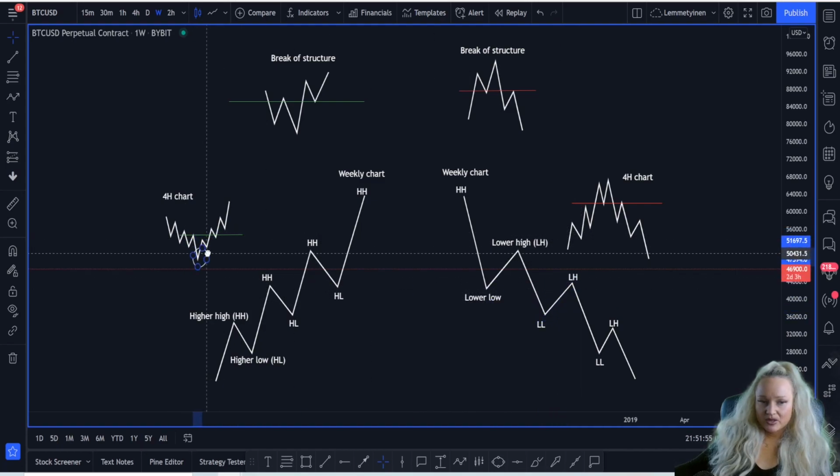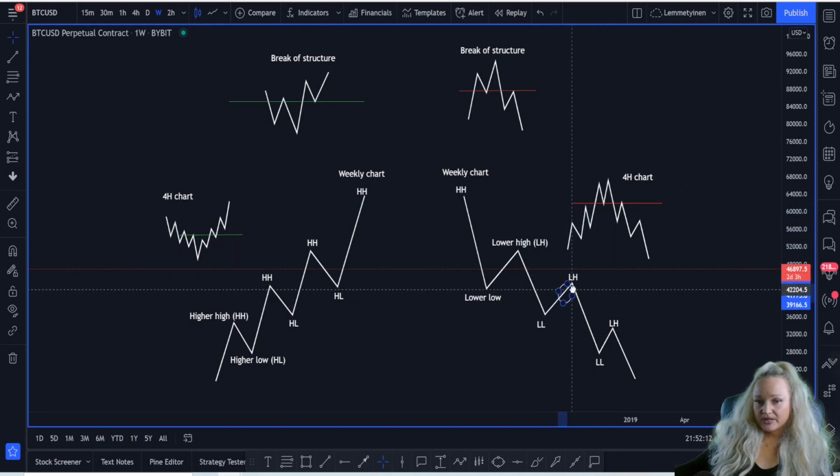So we see the market breaking the downtrend, creating an uptrend with higher highs and higher lows, higher highs, higher lows, higher highs, higher lows, until we're coming to a previous lower low combined with Fibonacci. And then we see this happening again.